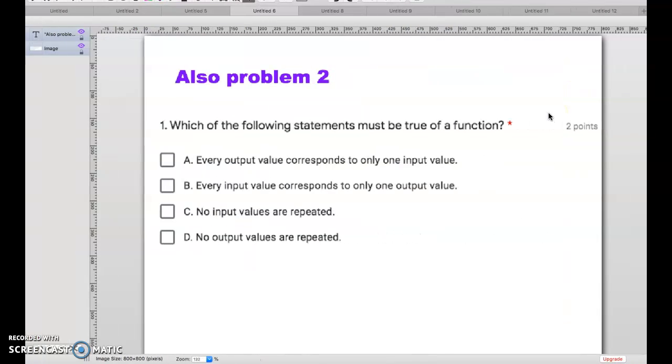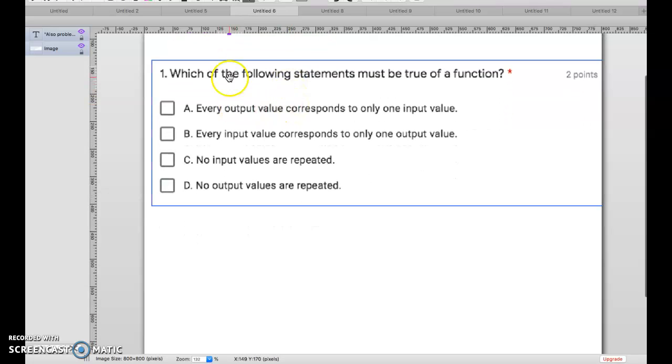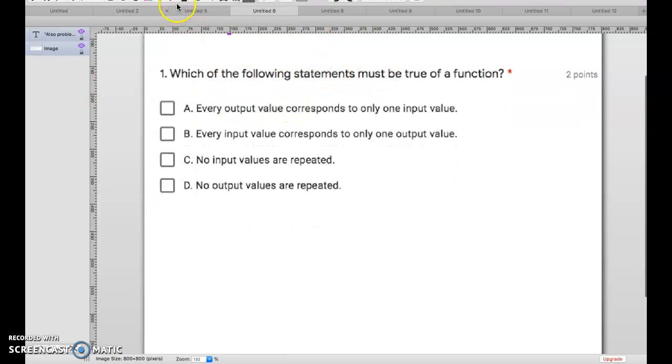So, let's see. Problem 1, which of the following statements must be true of a function? I'm actually just going to give you the answer here, and as I give you the answer and explain it a little bit, this will also help you with problem 2. So, which of the following statements must be true of a function?